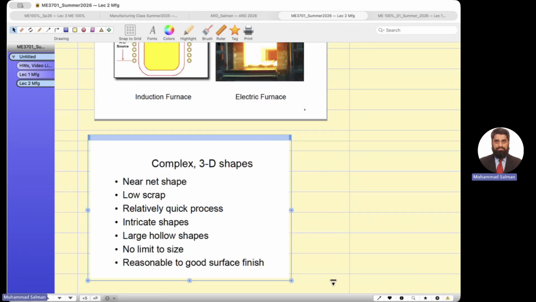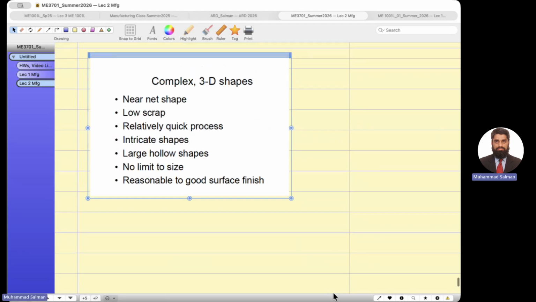So complex 3D shapes can be cast: near net shape, low scrap, a relatively quick process, intricate shapes, large hollow shapes, no limit to size, and reasonable to good surface finish. We will talk more about surface finish in the machining process. When you're using a lathe machine, there is a formula for surface finish, R square. I'm just taking you over there, but not now.